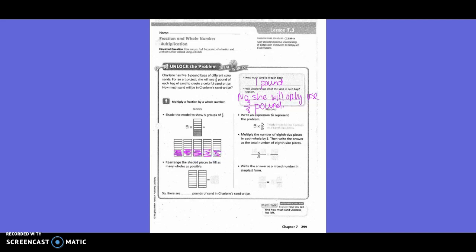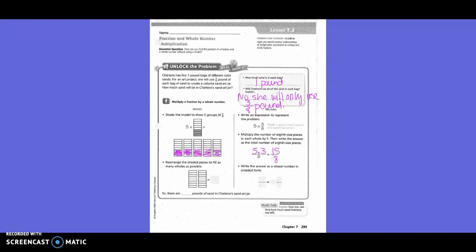So multiply the number of eighth-size pieces in each one. So we had how many boxes? 5. We colored in 3. So 5 times 3 is 15. And then our denominator stays the same. So then over here, I need to color in how many of these 1/8 size pieces?